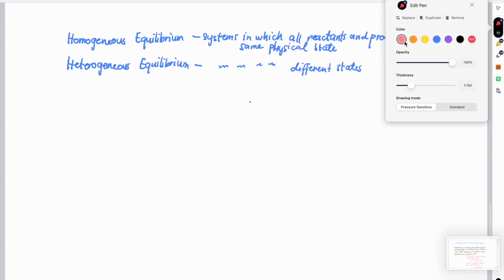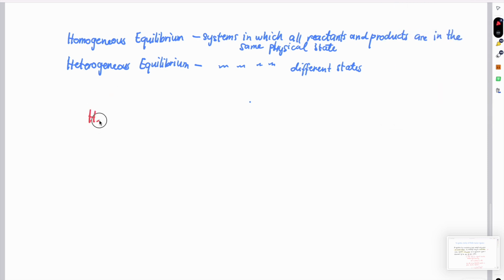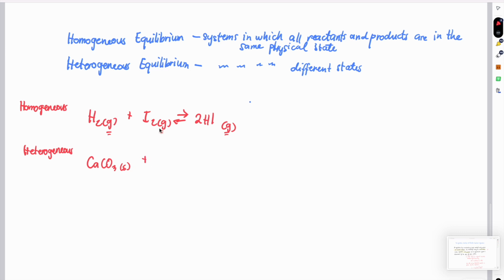So if I give you a chemical equation, we have H2 gas plus I2 gas giving 2HI gas. This is homogeneous. Why? Because they are all in gaseous state. Heterogeneous is when we have CaCO3 as solid giving CaO and CO2 gas. So notice that we have only one gaseous state here. So the rest of the two are in solid form. So this is a heterogeneous equilibrium. Okay?